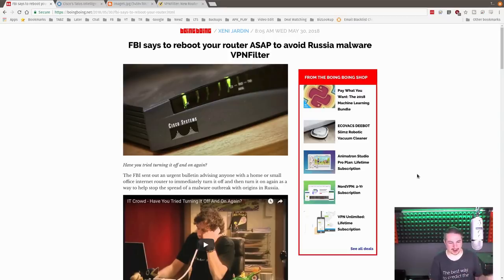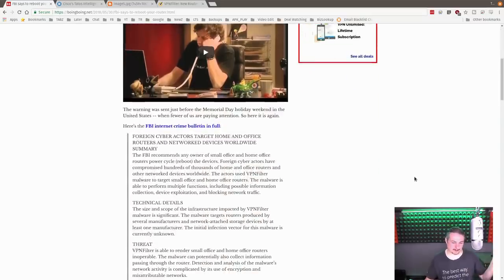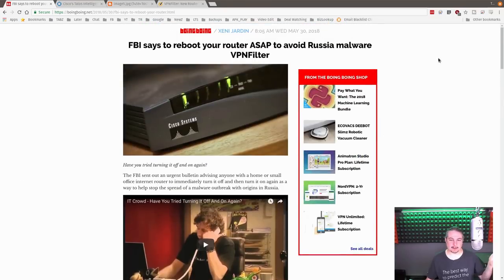Let's talk about what's going on here because it's kind of interesting and it's not something I recall, the FBI saying, hey, can you reboot your router? Not a usual thing. So let's talk about what's going on here. If you didn't see, of course, it's been going around. There's a malware threat referred to as VPNFilter. More specifically, it is a botnet.